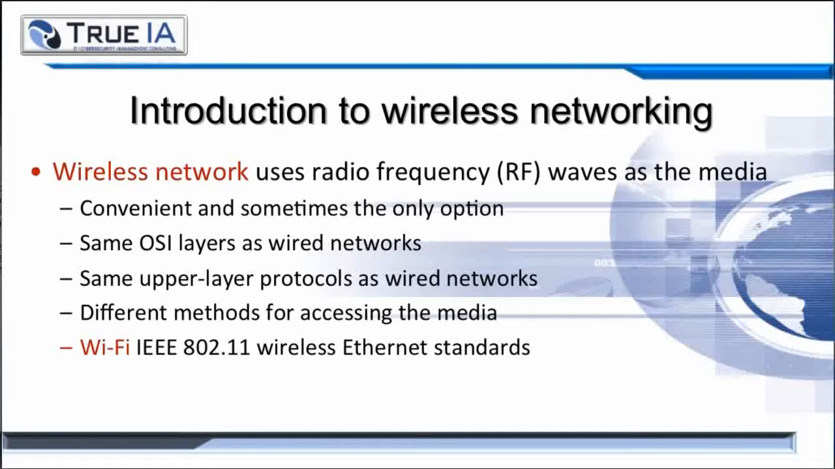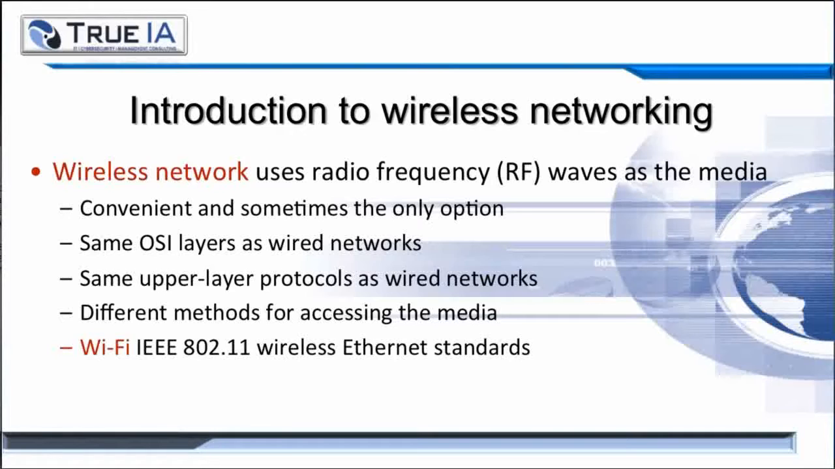It all starts with frequency, radio frequency. All wireless networks use radio frequency waves as their media. They are extremely convenient, and in some locations, they are the only option. Some wired networks just can't go where we want connectivity to reside. They do use the same OSI layers as wired networks. They use the same upper layer protocols as wired networks. However, they do use different methods for accessing the media.